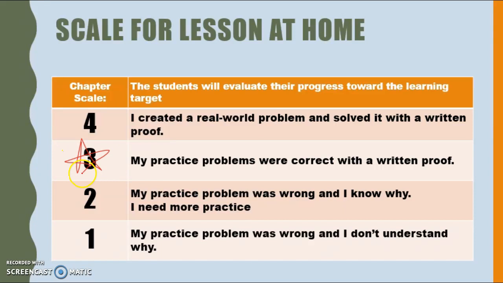If I'm a 3, I did my practice problems and they were correct, and I'm able to do written proof or understanding. Written proof would be, for example, writing the inverse operation. If your practice problem was wrong and you understand why, then you are a level 2. Or if you just say, you know what, Miss Addison or Miss Walker, I need more practice. And finally, if your practice problem was wrong and you're really not sure why, then you're probably a level 1. Go ahead and mark where you are on your scale.